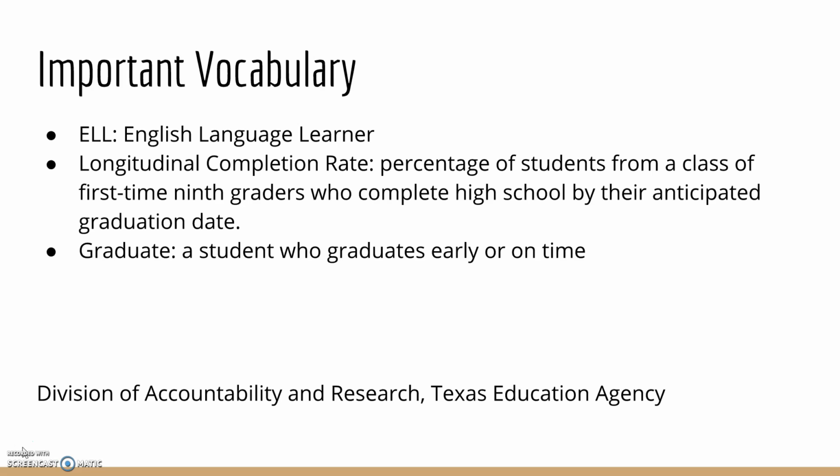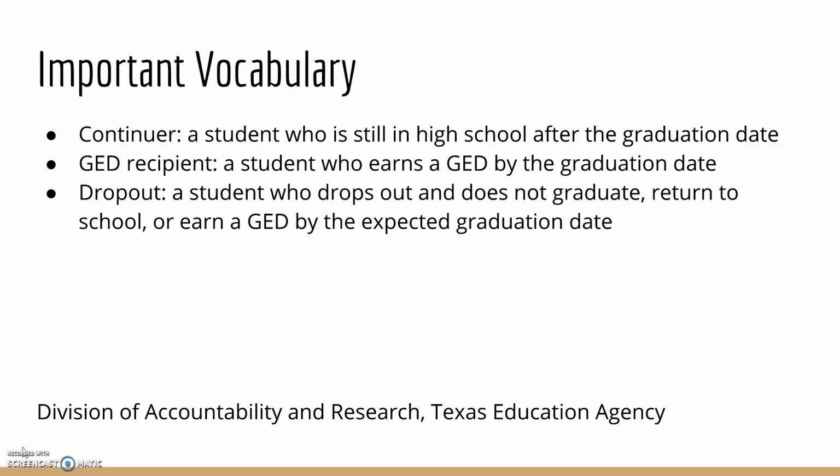First of all, an ELL is an English language learner. Longitudinal completion rate is the percentage of students from a class of first-time ninth graders who are able to complete high school by their anticipated graduation date. So that's going to be tracking students that start in ninth grade, and they should be completing 4 years after their start date. And then a graduate is a student who graduates either early or on time.